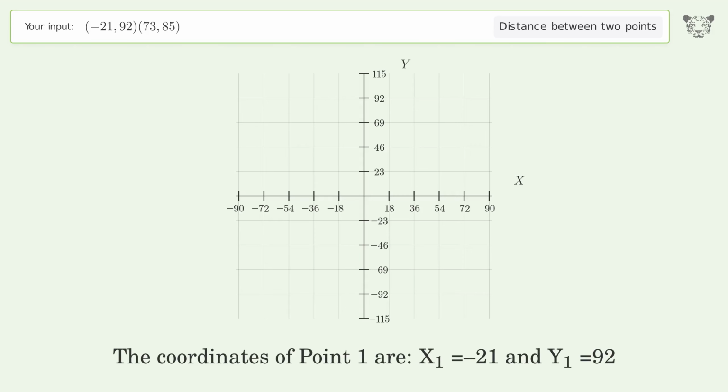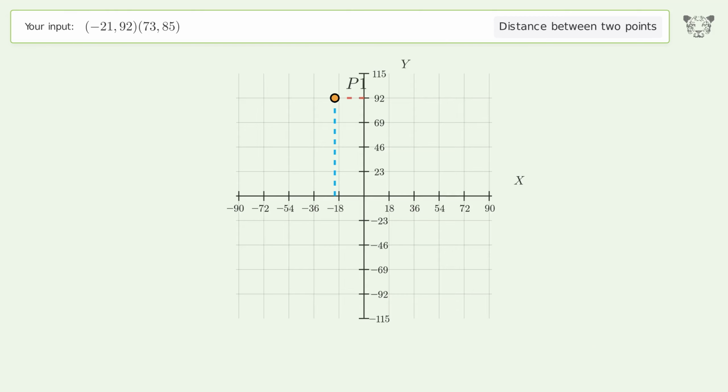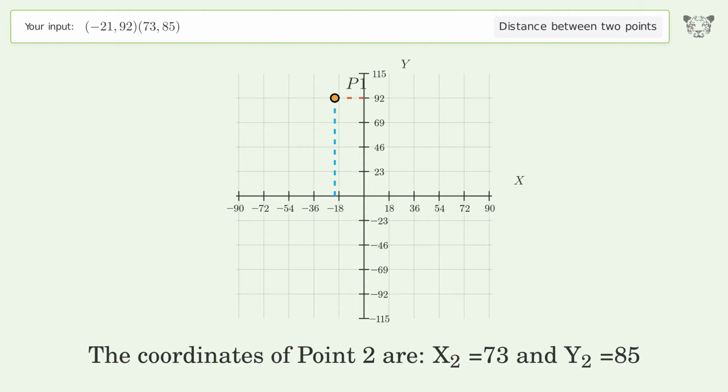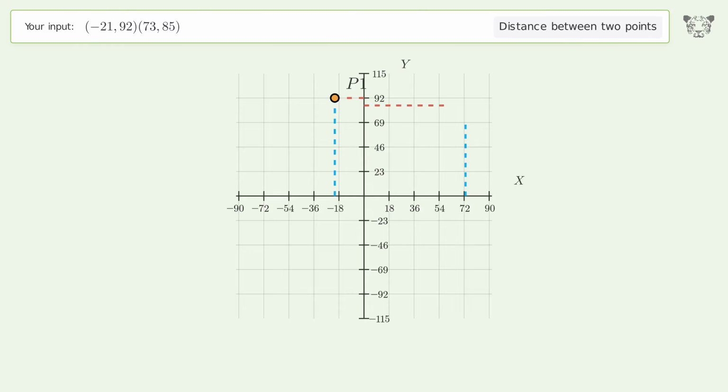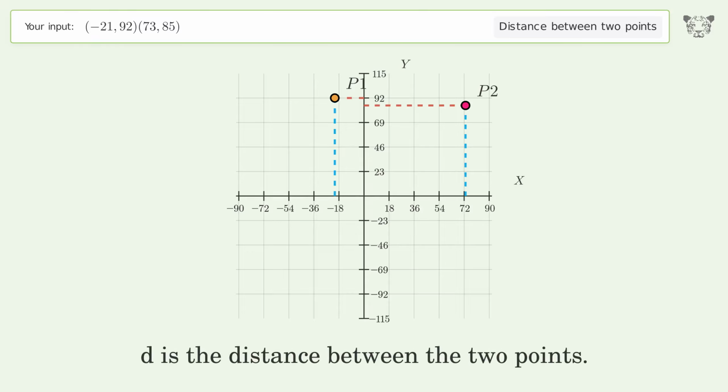The coordinates of point 1 are x1 equals -21 and y1 equals 92. The coordinates of point 2 are x2 equals 73 and y2 equals 85. D is the distance between the 2 points.